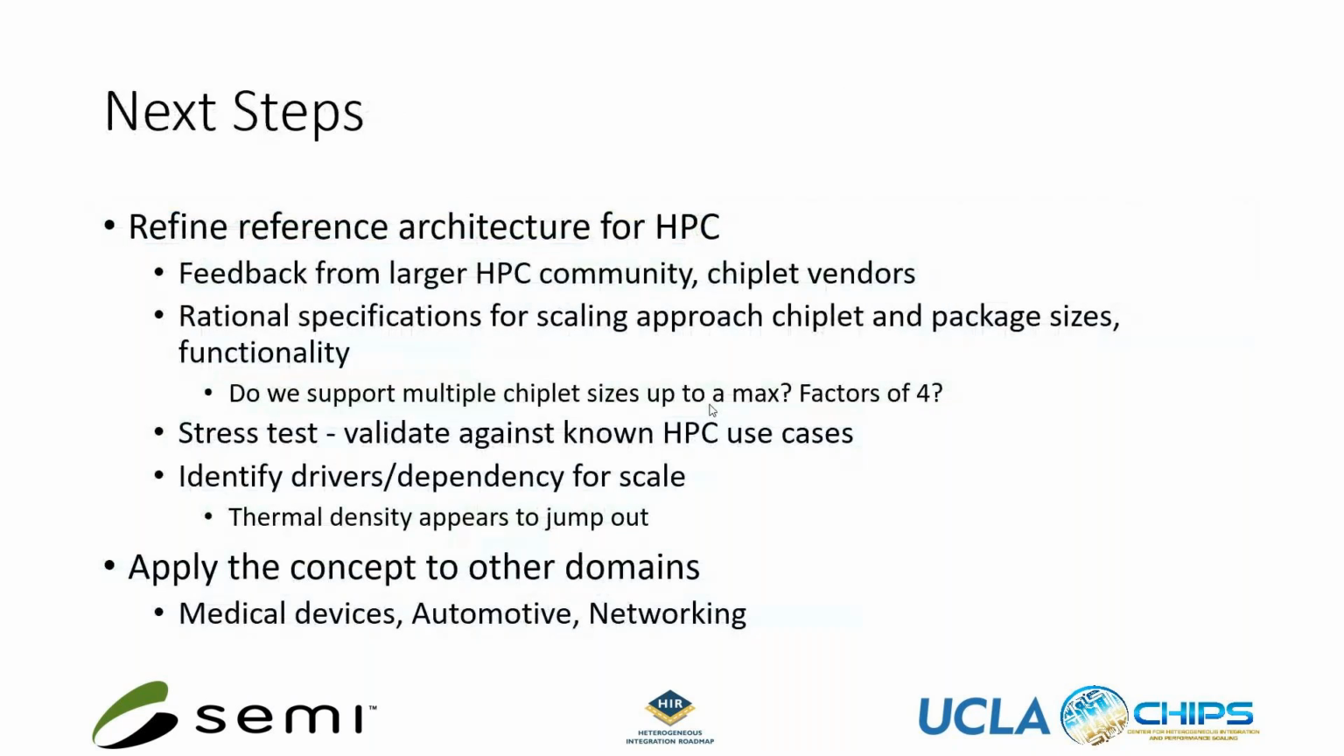So in terms of next steps, what we'd like to do is go off and refine this reference architecture for HPC, and share it with a larger HPC community and chiplet vendors. We need some rational specs, and go back to Quinn's thought, which Anu says we've hit, which is the idea of looking at reticle sizes as well. How many chiplet sizes should we support? Should we support chiplet sizes which are multiples of 4 of one another, so that you can mix and match?